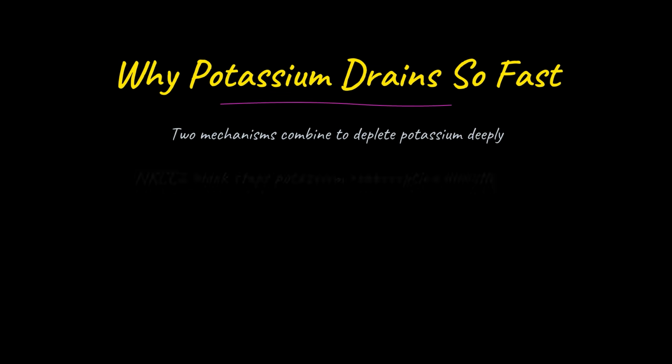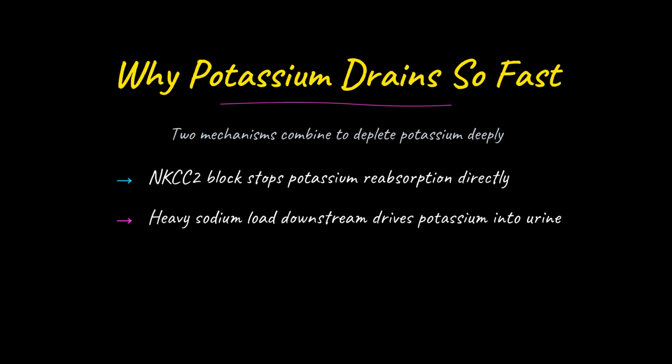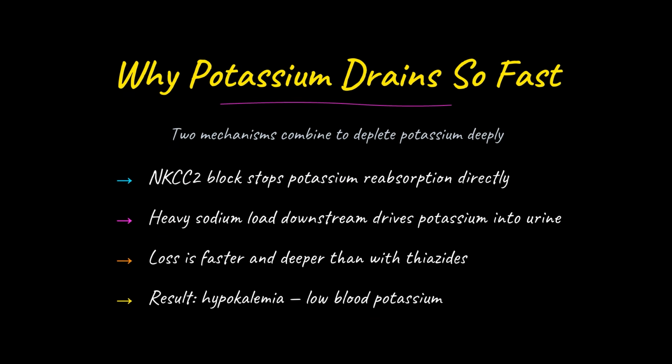Potassium drops for two reasons at once. The blocked transporter stops potassium from being reclaimed, and the flood of sodium reaching the end of the tubule drives even more potassium out. This double drain is why loop diuretics cause hypokalemia faster and more deeply than the gentler thiazides.